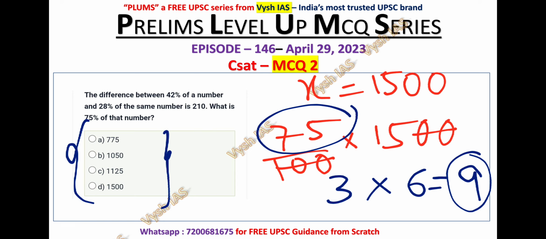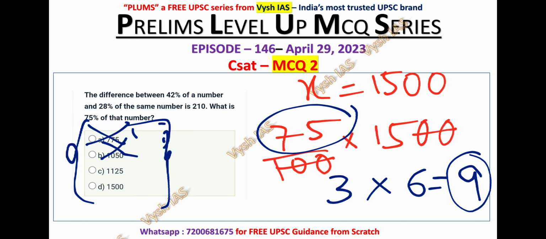7 plus 7 is 14. 14 plus 5 is 19. The digital sum of 19 is 1, that is 9 plus 1 is 10, and 1 plus 0 is 1. So the digital sum for option A is 1, so we can cancel option A. If you solve option B, that is 1050, and do the digital sum, we get 6. So option B will also get cancelled.